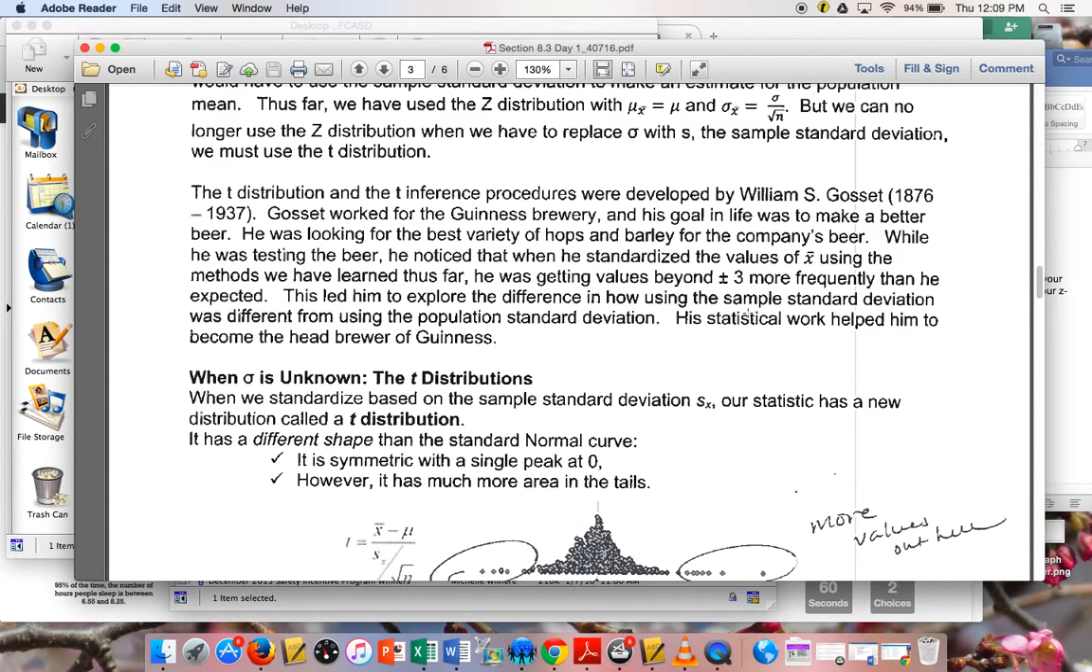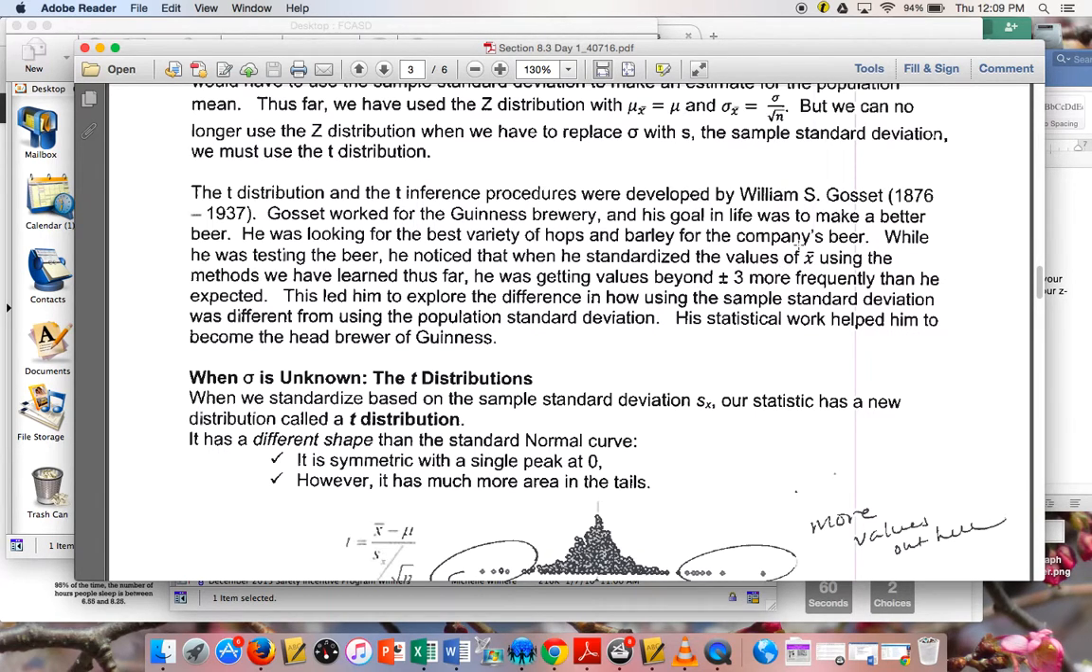William Gossett developed this t distribution, or had the theory behind it. He worked for Guinness Brewery, and he wanted to make a better beer. Remember, back in the day they didn't have all these fancy calculators to just do the z interval. So he would standardize all of his values, go into that z chart, look up everything, and find his areas that way. Or he'd integrate it, I guess.